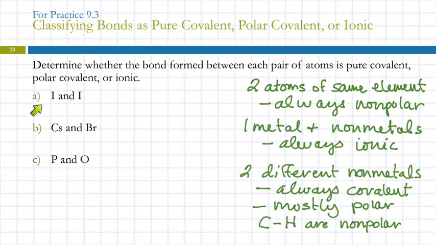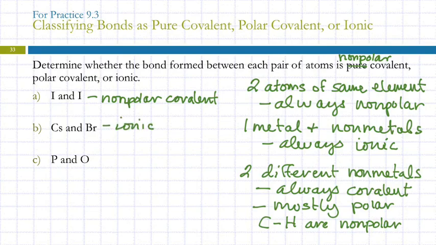So when we look at a bond between iodine and iodine, we're going to call this nonpolar. Is it going to be a nonpolar covalent bond, a polar covalent bond, or an ionic bond? Nonpolar. That's this category. 2 atoms of the same element. So this is a nonpolar covalent bond. How about cesium and bromine? Ionic, because cesium's a metal, bromine is not a metal. So this one's ionic.